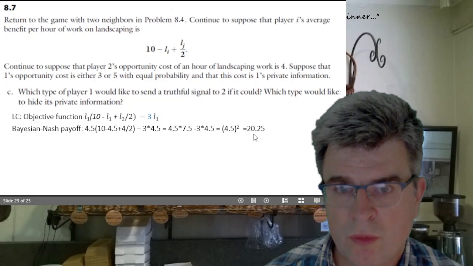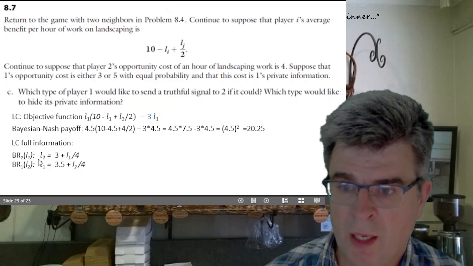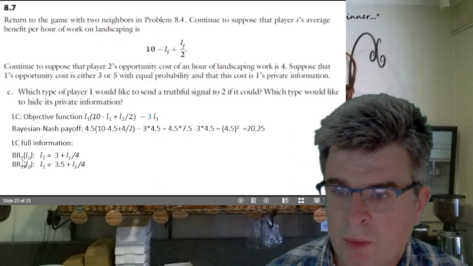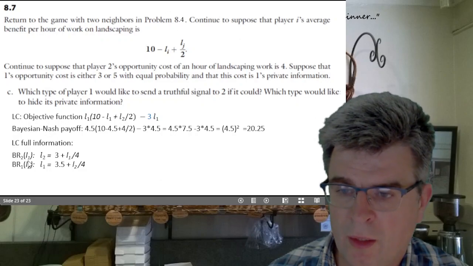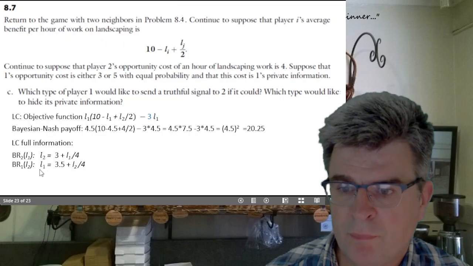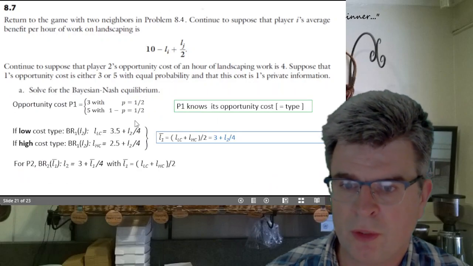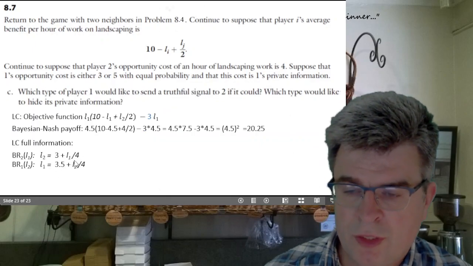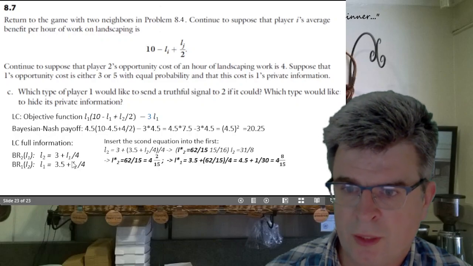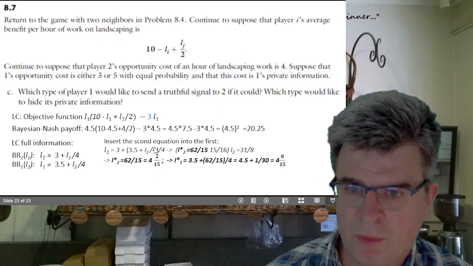Now, if you could reveal truthfully to your neighbor that you have low opportunity cost, so you give full information, in that case we are back to problem 8.4, because neighbor 2 will respond to your effort level of neighbor 1, and that will be 3 times L1 over 4, and you yourself are the low cost type, so your best response function is 3.5 plus L2 over 4, and that's what we observed here in question A. So now we can solve this system of 2 best response functions by inserting the second expression into the first, replacing the L1 over here.